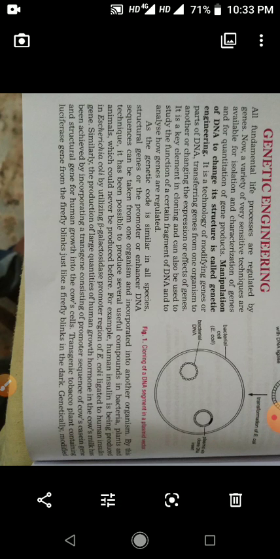Children, recombinant DNA is the hybrid DNA from two different sources, formed by the union of foreign DNA and vector DNA. Foreign DNA may be from bacteria or from eukaryotic cell. It is constructed artificially in the laboratory. Recombinant DNA is also called heterologous DNA or heteroduplex DNA.